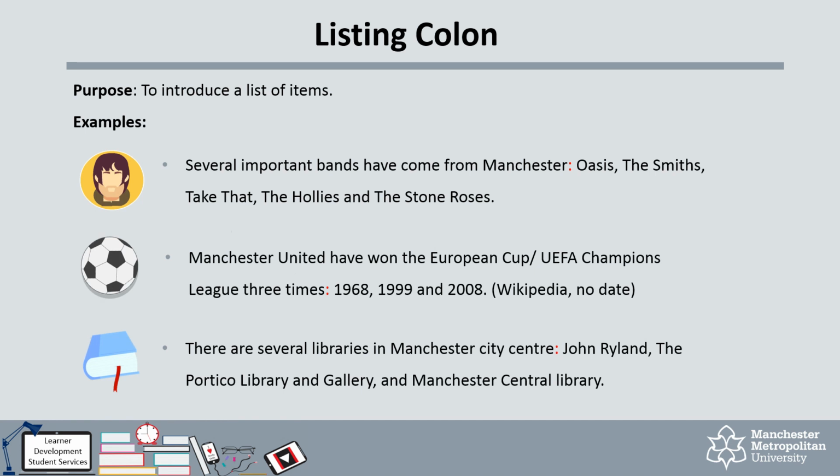Notice that the first part of the sentence before the colon is an independent clause, meaning that it could stand on its own as a full sentence. Also note that the parent item is named in each example. Bands in example 1, the European Cup or UEFA Champions League in example 2, and libraries in example 3. Only when we have this parent item in the first clause can we start a list with a colon.